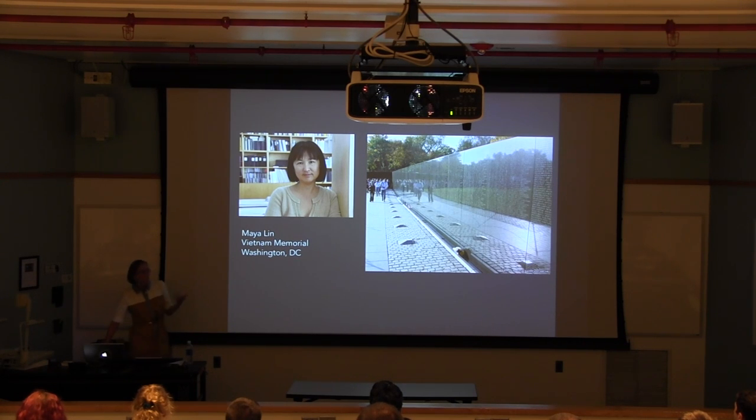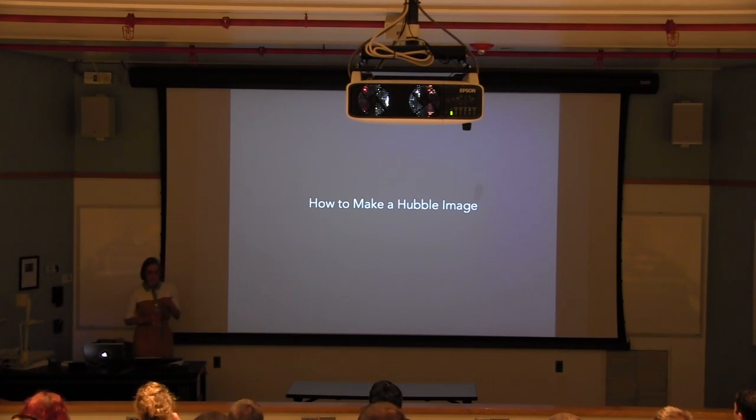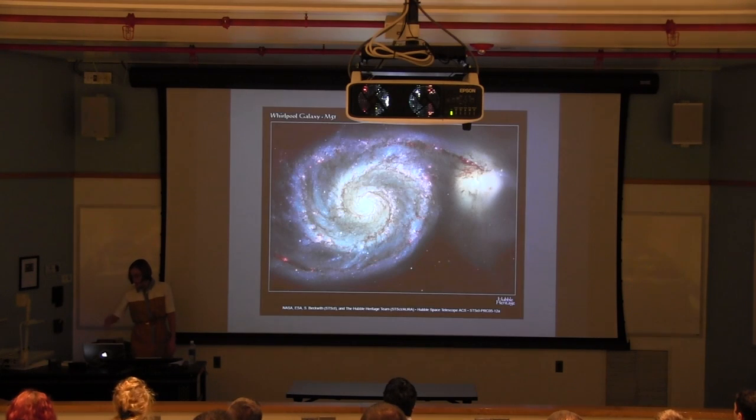Okay, so I want to turn now to this question of how to make Hubble images and describe how it is that astronomers translate the dim, kind of streaky, monochromatic images that I just showed you into the ones that are much more familiar. And then we'll come back to Lin's comments too. Okay. So my quick version of how to make Hubble images.